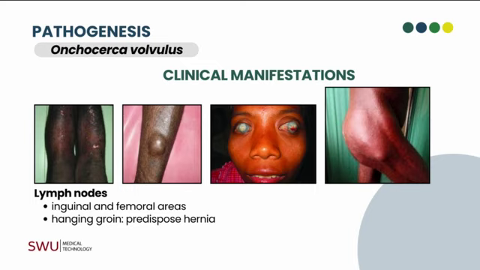When the Onchocerca volvulus manifests in the lymph nodes, it can cause lymphadenopathy in the inguinal and femoral areas, and these enlarged nodes may hang down, causing the hanging groin appearance, which can predispose to hernia. This hernia is what we call danlac, especially if the lymph node enlargement occurs in the inguinal area.